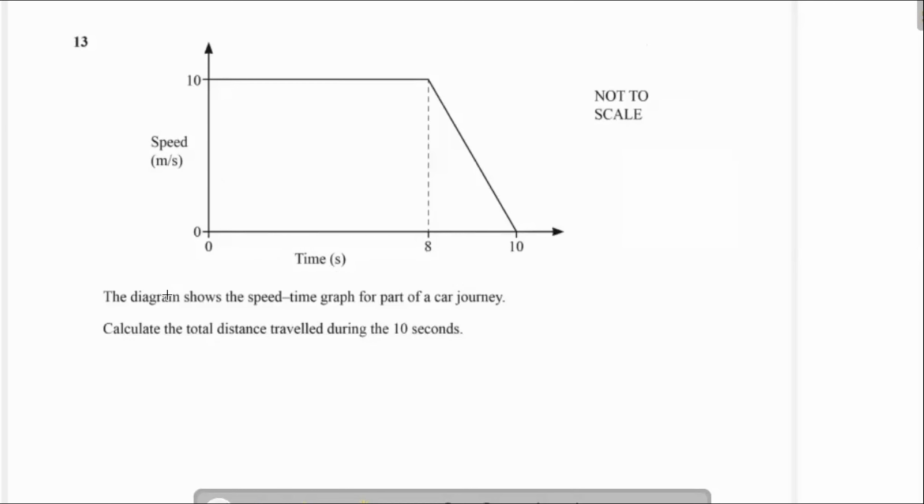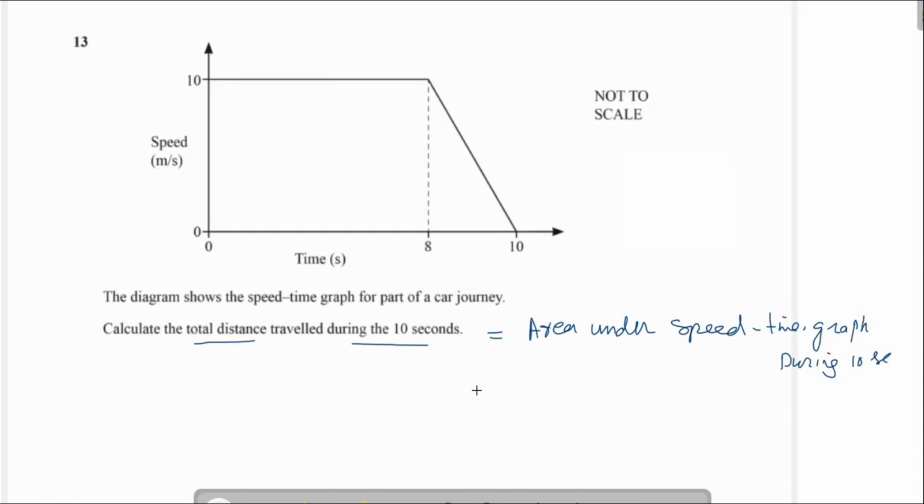Question number 13. The diagram shows a speed time graph for part of a car journey. Calculate the total distance traveled during the 10 seconds. Now you see here, this is the speed time graph. Now the distance can be found by using the speed time graph. We take the area under this graph. Now the area under this graph will be equal to the distance. Now we write it, that is equal to the area under the speed time graph during 10 seconds.